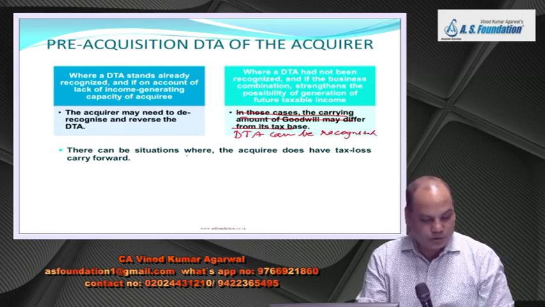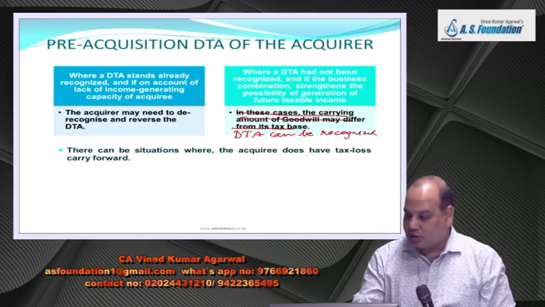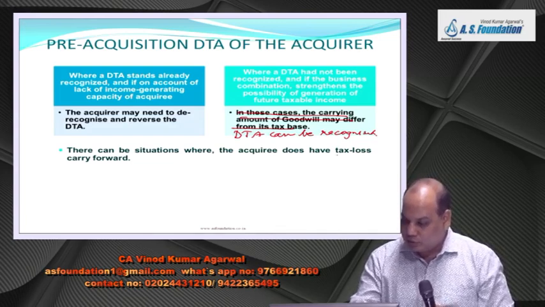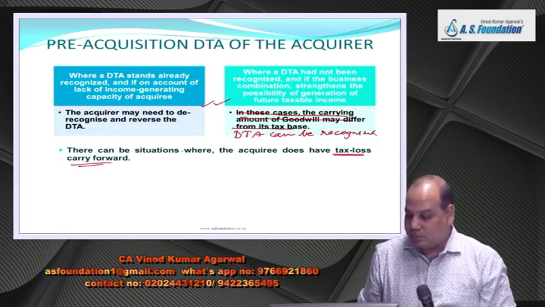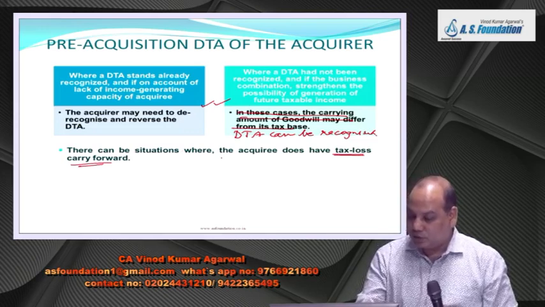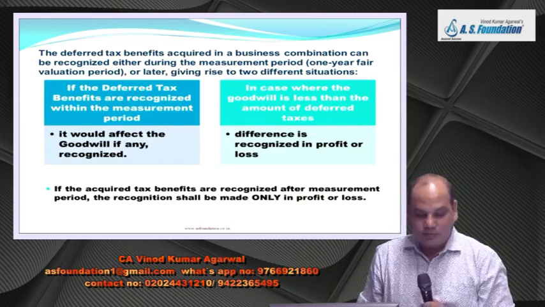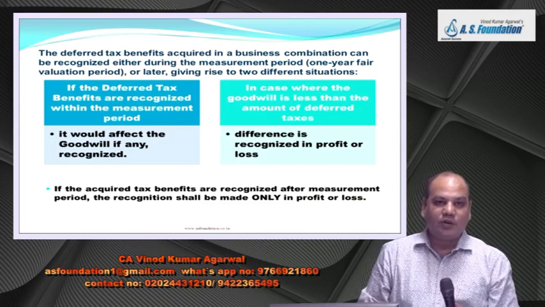There can be situations also where the acquiree does have tax loss carried forward. So whether you will recognize DTA for this, again you have to apply this test. In some tax jurisdictions, the acquirer can set off the tax loss carried forward by the acquiree. Then also you can create a DTA, but then you should have sufficient taxable income in future.